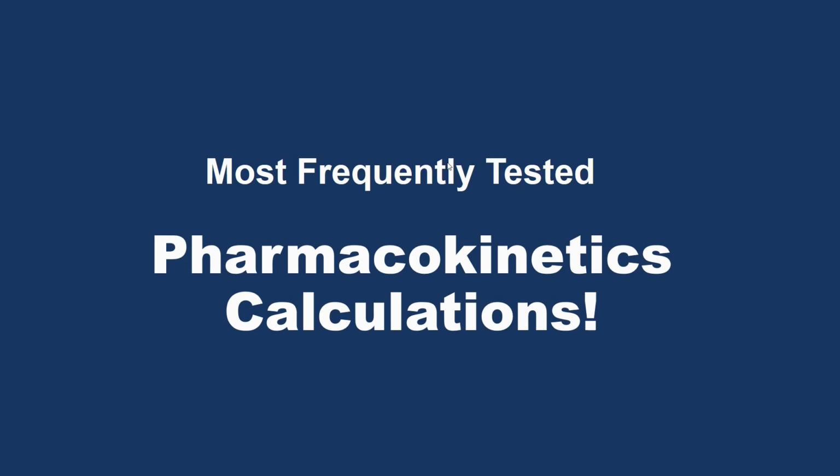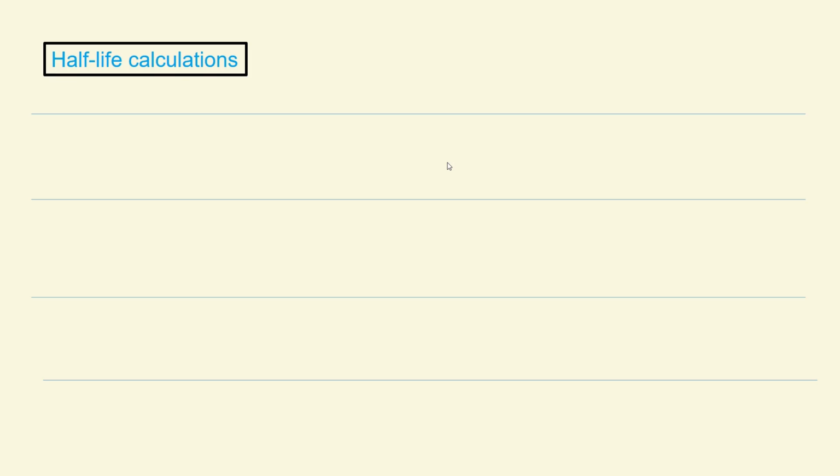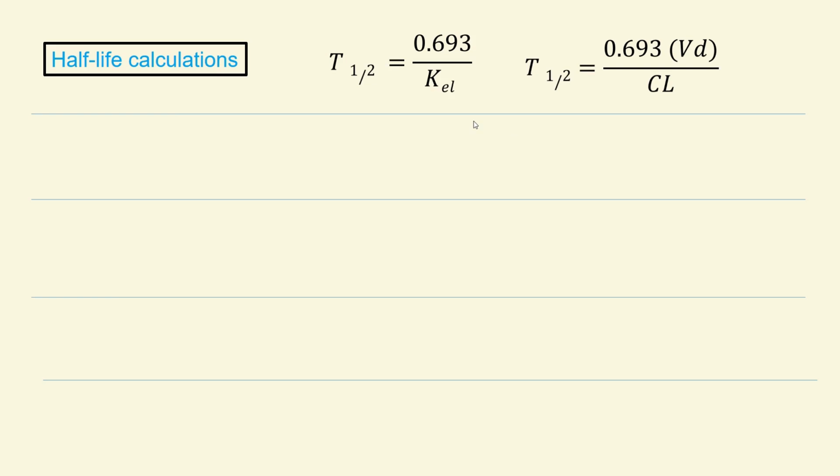Here are the most frequently tested pharmacokinetic calculations. The first one, let's start off with half-life calculations. Half-life by using the elimination constant, which is T half equals 0.693 divided by K elimination, and the other half-life calculation using volume of distribution and clearance. I'll discuss this in detail. I'll take a sample of those calculations and discuss how to solve them.